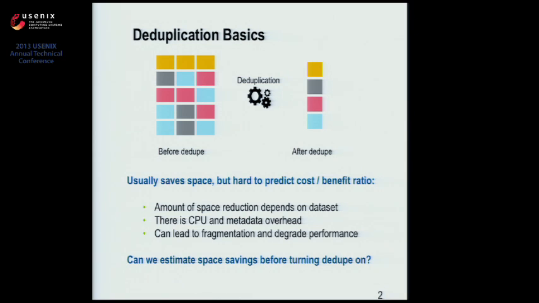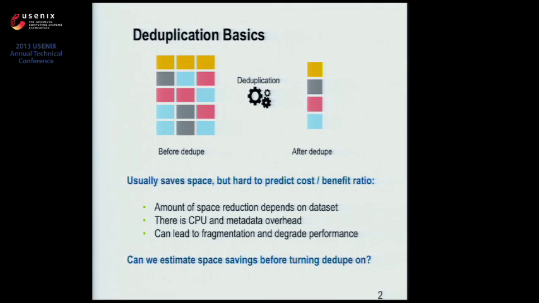Now, the problem with deduplication, if you do it just blindly, is that it usually saves space, but there's a hard-to-predict cost-benefit ratio. The amount of space reduction depends greatly on the type of data you have. If you have a volume full of compressed video, you won't get any benefit from deduplication unless there are exactly identical video files, because if you just edit a video or a song file and remove the first minute of it, after compression it will have no similarity with the original.